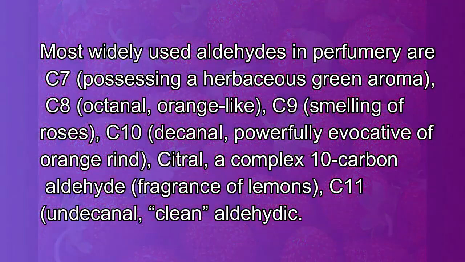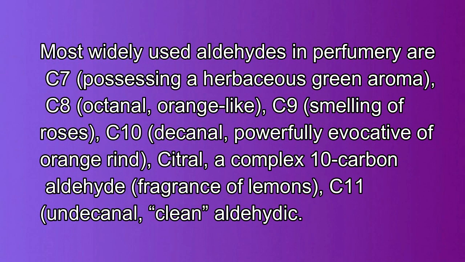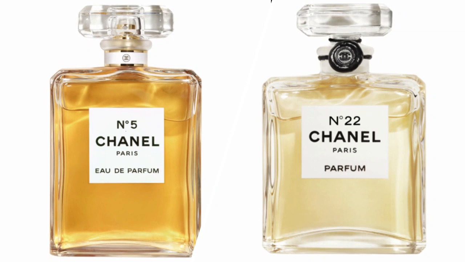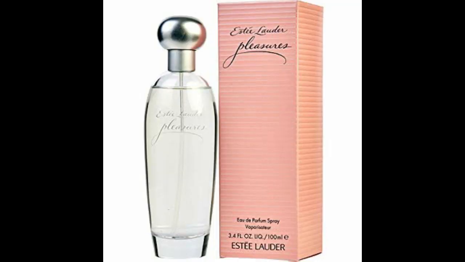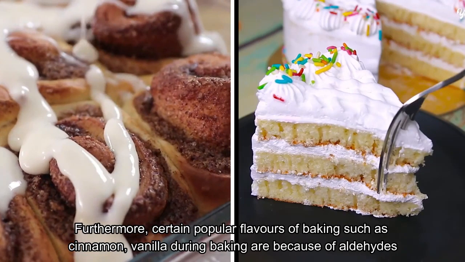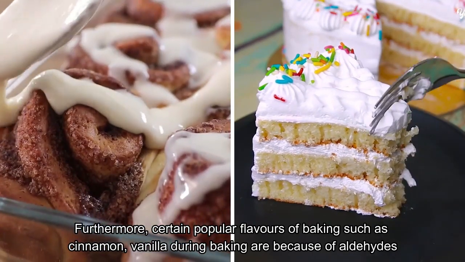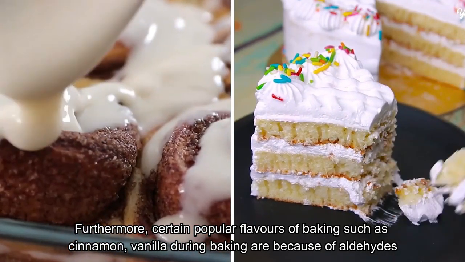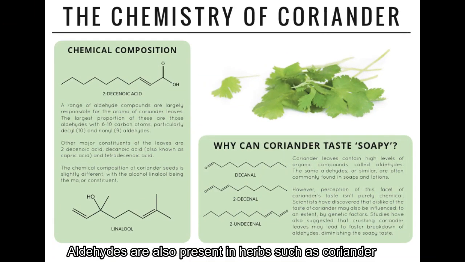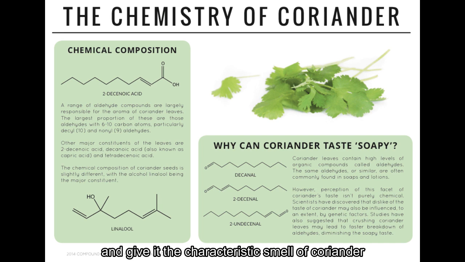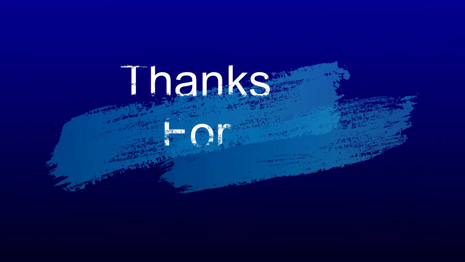Compared to ketones, aldehyde are a more popular source for perfume fragrance. Some perfumes containing aldehyde include Chanel No. 5 and No. 22, Lancôme and Estée Lauder. Furthermore, certain popular flavors of baking such as cinnamon and vanilla are because of aldehydes. Aldehydes are also present in herbs such as coriander and give it the characteristic smell of coriander.